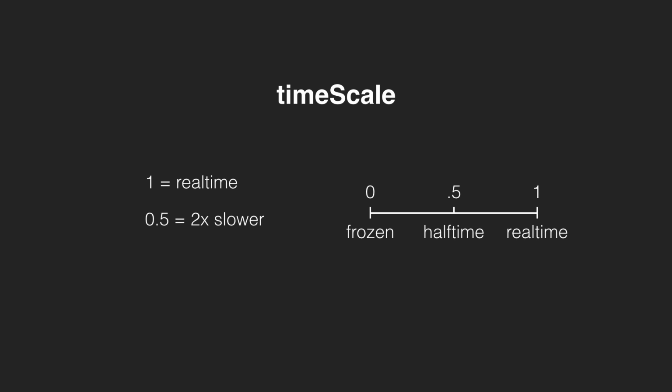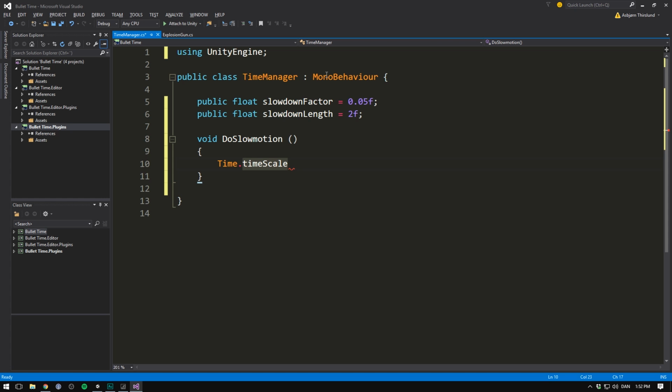So what is timescale? Timescale is basically a value that determines the scale at which time is passing. If timescale is 1, time will be passing at a normal pace. We say that it's running in real time. If timescale is 0.5, time will be passing 2 times slower than real time. And so we can adjust timescale to a value between 0 and 1. The lower the value, the slower the game will run. So let's go ahead and set our Time.timeScale equal to our slowdown factor.